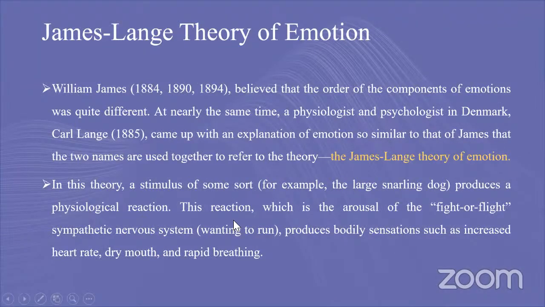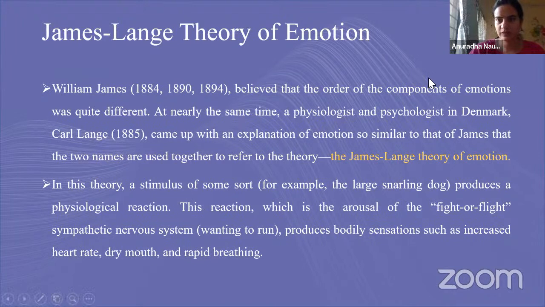The first one is James Lange theory of emotion. William James believed that the order of the components of emotions was quite different from what was assumed. In the beginning, when psychologists were trying to understand what emotions mean, there was a common sense theory of emotion, which said that when you have a physical arousal, that's when you experience emotion. A very basic thing, like I see a dog, I get scared. But what William James said was that the order of the components of emotion is quite different from what common sense suggests.